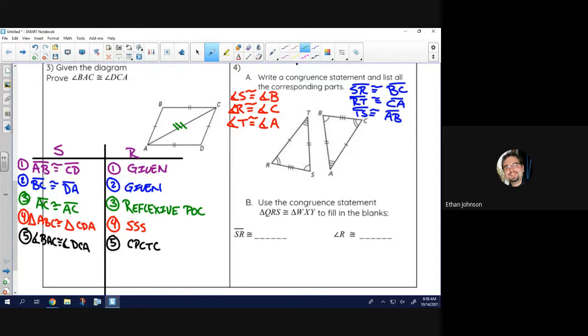Now for our triangle congruency or our congruence statement. Triangle SRT is congruent with triangle BCA.